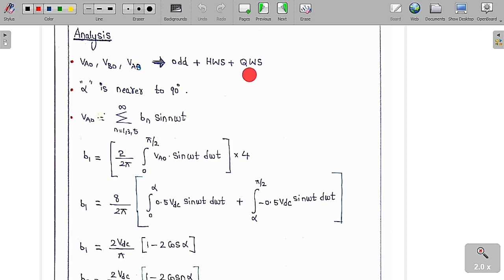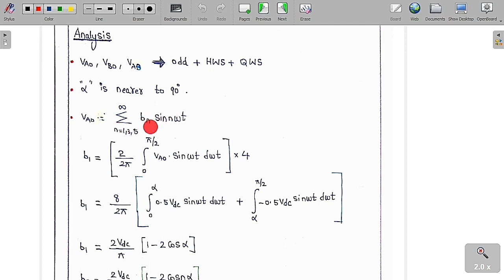All these three properties are satisfied by these functions. And also you can see clearly from the diagram that alpha is very near to 90 degrees. You can see from the diagram itself, the circuit diagram, from the graph itself. So now I want to find what is the value of V0.